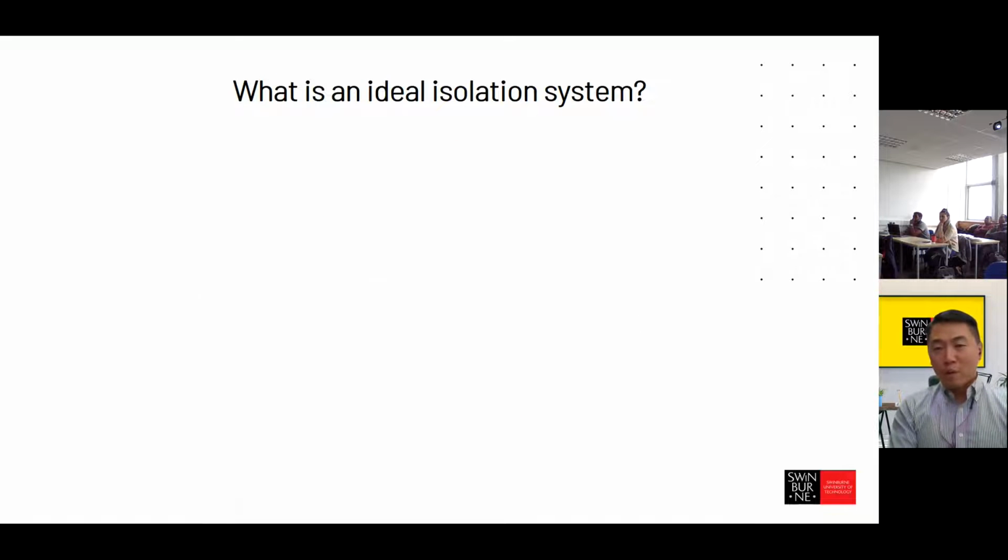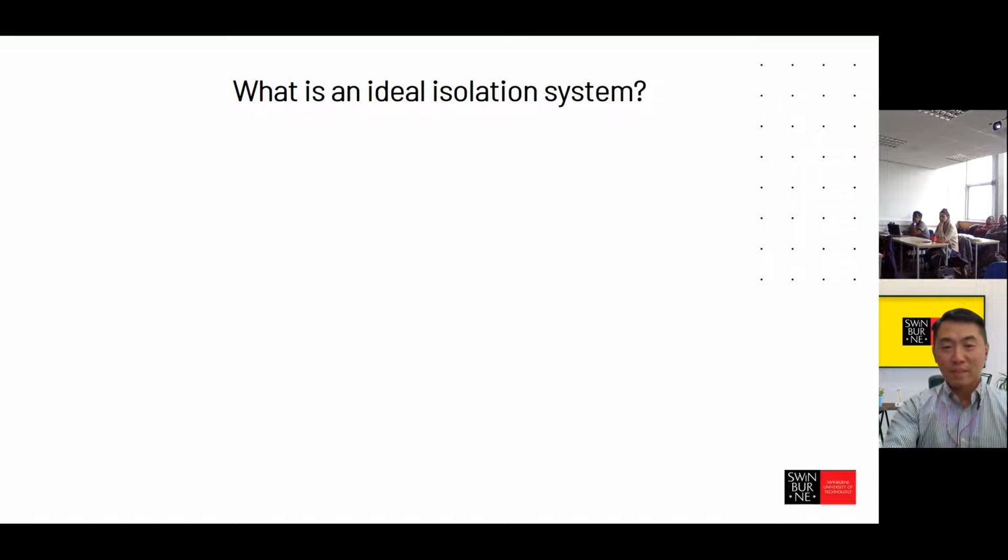So as engineers, we are always working with constraints, right? But if we want to solve a challenging problem, we have to think out of the box and think about what would be the ideal. So I let you think about it for 5 seconds.